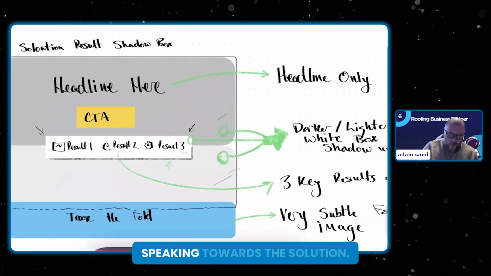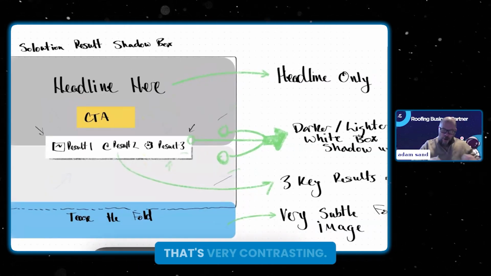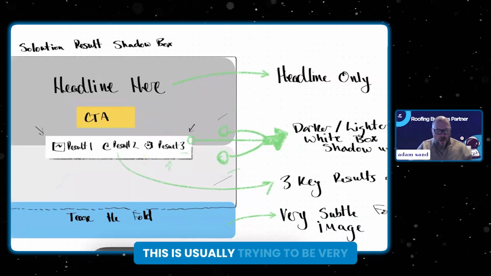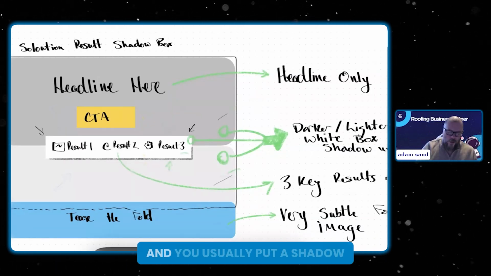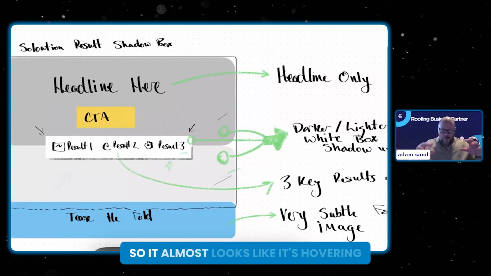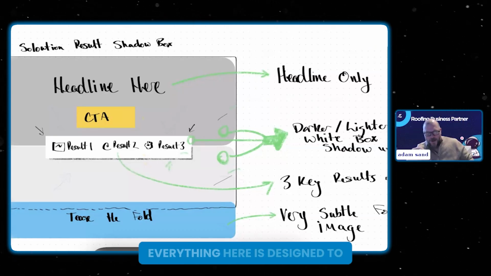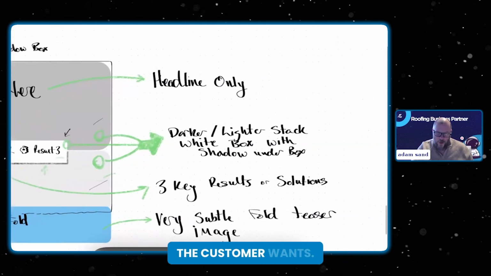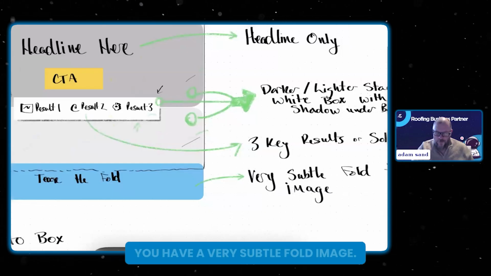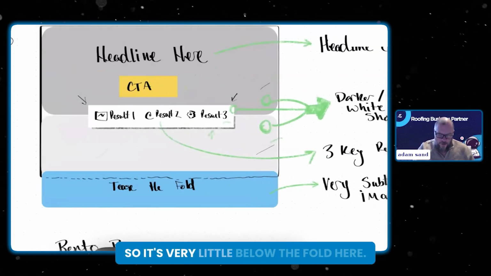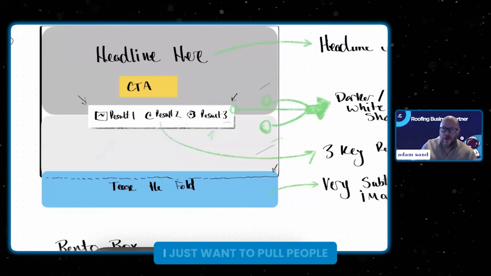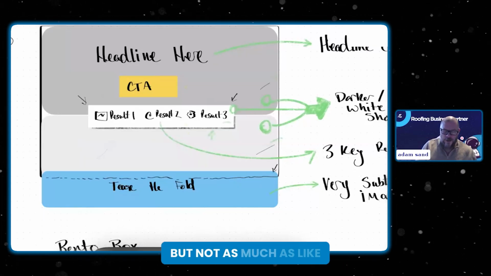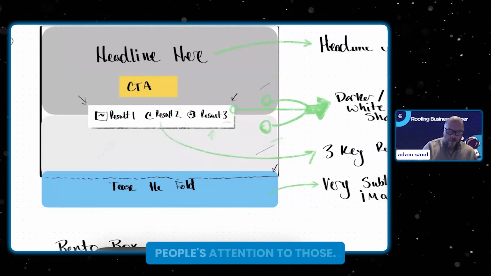So the headline is usually speaking towards the solution, and then you have a white box that's very contrasting that has three key results inside of it. These could be statistics. This is usually trying to be very quick to the solution. And they usually put a shadow around this box, so it almost looks like it's hovering on top of these two colors. Everything here is designed to visually anchor to the results. So it should be the result that the customer wants. So then at the very bottom, you have a very subtle fold image. So it's very little below the fold here. And you're trying to say, okay, I just want to pull people in to this piece. We're going to get a little bit of teasing the fold, but not as much as the other ones. The goal here is really to attract people's attention to those.